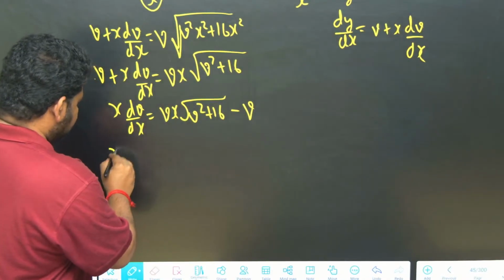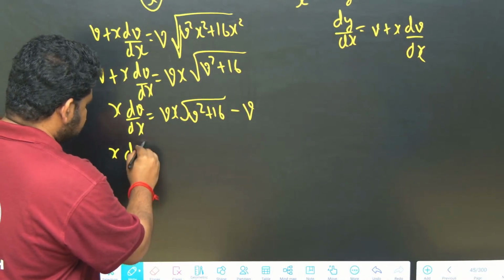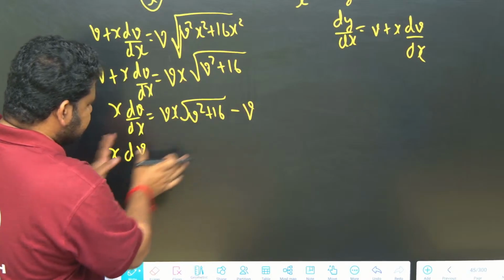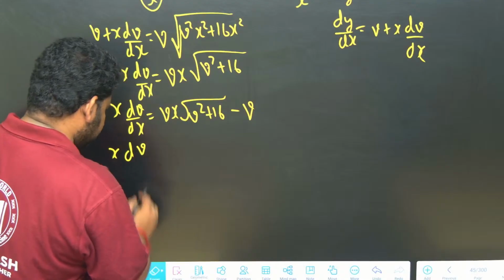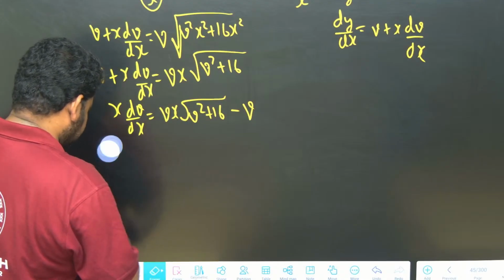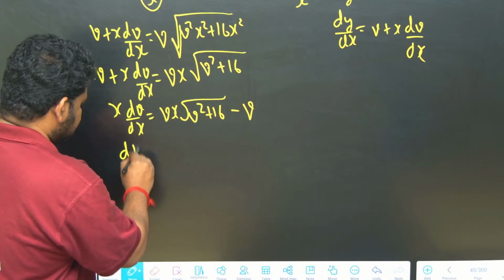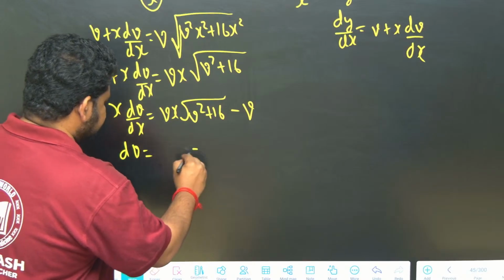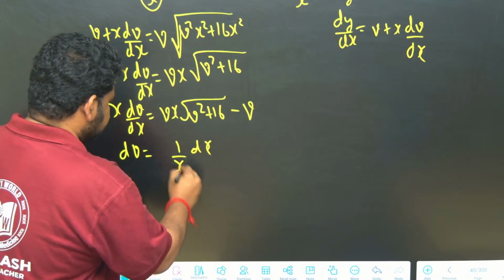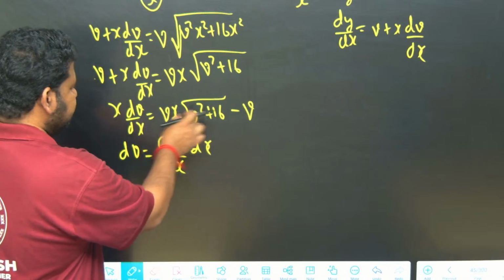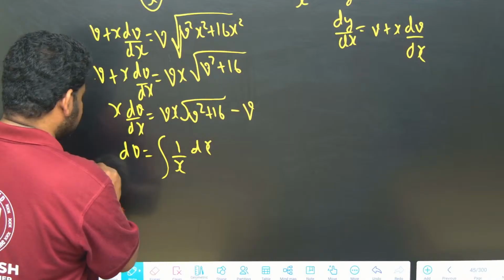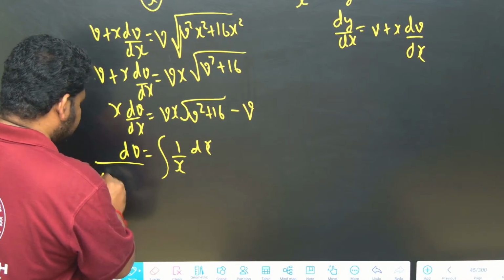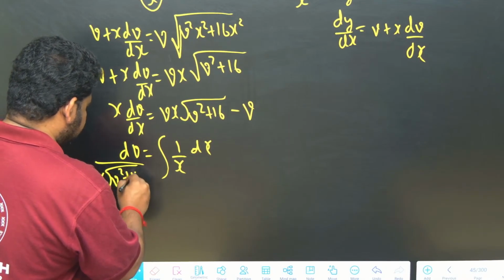Now if I have to do x into dv by dx, what can I do here? This entire thing I will bring down, this entire thing I will take to top. So this will become equal to what? I will write it here, very simple. dx into 1 by x, integral of 1 by x. So this is v into x into v square plus 16 minus v. So this I can write as v into x into v square plus 16 minus v.